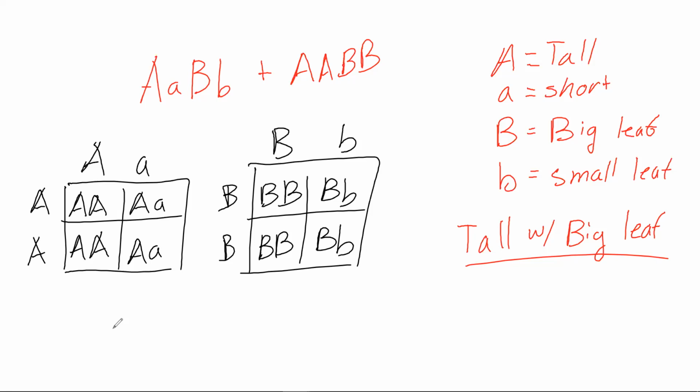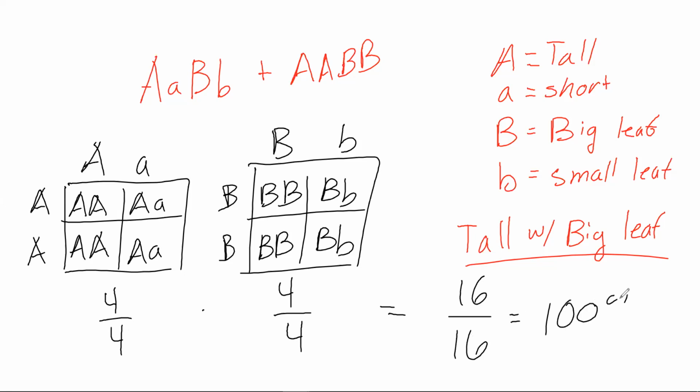I think I'm wrong, but 50%? 50%. Oh, that's an answer. Let's take a look if you're right. I'm looking for tall. Tall is capital A. I see 1, 2, 3, 4 out of 4 times, and I'm also looking for big, which is capital B. So I see 1, 2, 3, 4 because it's dominant, which equals 16 over 16, which is 100%.